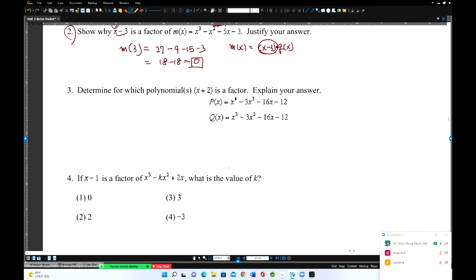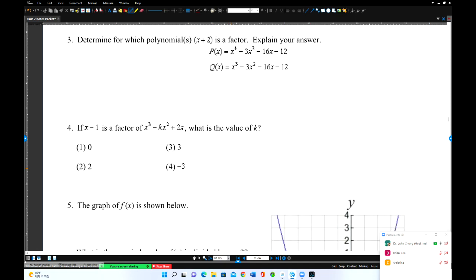Okay, I'm going with number 4 over here. x minus 1 is a factor of this polynomial. That means the remainder should be 0 when you divide by x minus 1, right? So take this as P of x. P of x is x minus 1, and x minus 1 equals 0 when x is 1. So P of 1 should be 0. We have to prove it this way.